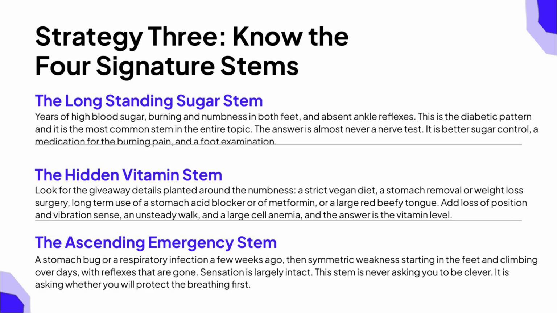The second is the hidden vitamin stem. Look for the planted giveaway: a strict vegan diet, a weight loss surgery, long-term use of a stomach acid blocker or of metformin, or a large red beefy tongue. Add lost position and vibration sense, an unsteady walk, and large red blood cells, and the answer is the vitamin level. The third is the ascending emergency stem: a stomach bug or respiratory infection weeks ago, then symmetric weakness climbing from the feet over days, reflexes gone, sensation intact. That stem is asking one thing: will you protect the breathing first?